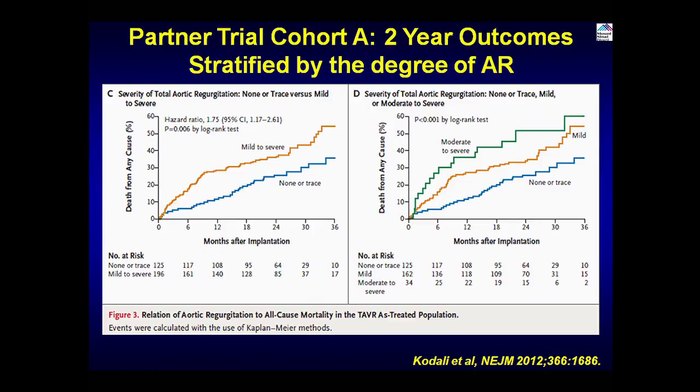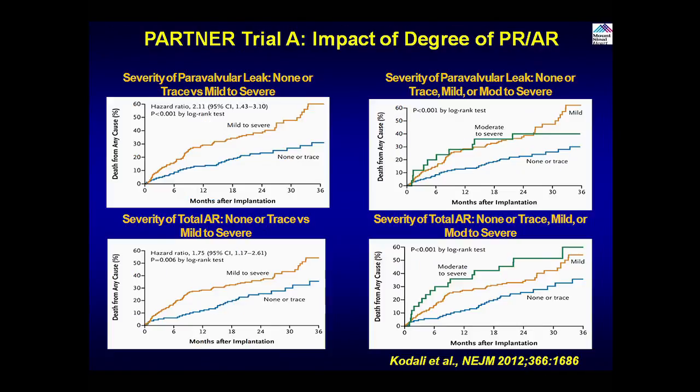But why should trace or mild aortic regurgitation correlate with follow-up mortality, as we knew with the Edwards SAPIEN valve? So, Alan, you want to comment on it, and then I'll ask Ani. Do we have any explanation? Go through the next slide, which tells you both paravalvular leak as well as overall regurgitation. There is a gradient in terms of follow-up mortality.